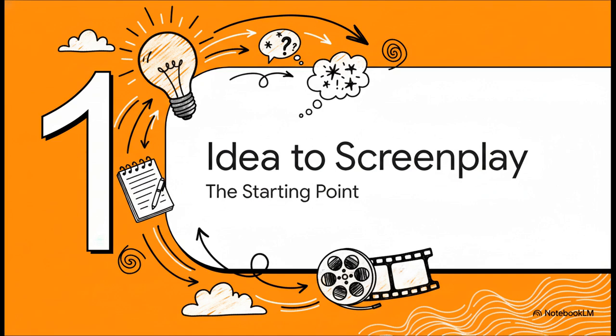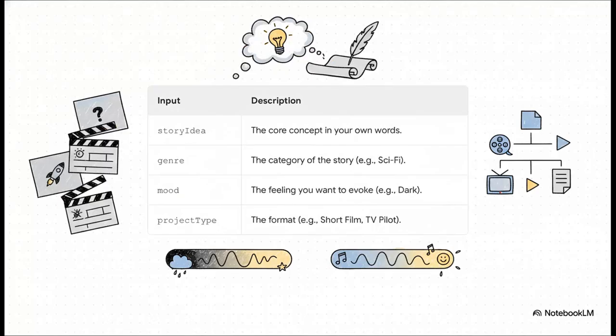The very first step in this whole process is all about capturing your creative vision. This is where you, the creator, get to play director right from the start. You feed it the core story idea, of course, but you also get to set the creative guardrails. You can dial in the genre, whether it's sci-fi or comedy. You can set the mood. You want it dark and gritty or light and fun, and you tell it the project type, like a short film or a TV pilot. Think of these as the initial instructions for your creative robot.